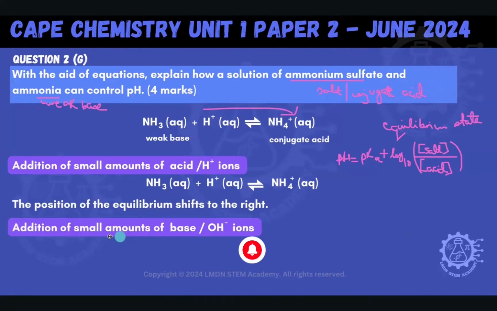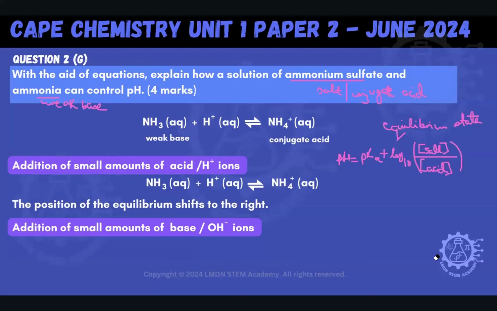Okay. So now, upon the addition of small amounts of base or OH minus ions, to think about that now, remember, this is our equilibrium state up here, right? If we're adding in base or OH minus ions, what exactly are we doing, right? If I'm adding in OH minus ions, what's going to happen? Remember now, bases are acceptors of protons, right? So what is it going to do? It's going to deplete the H plus. So the H plus concentration is going to drop, and so the equilibrium is going to have to shift to the left.